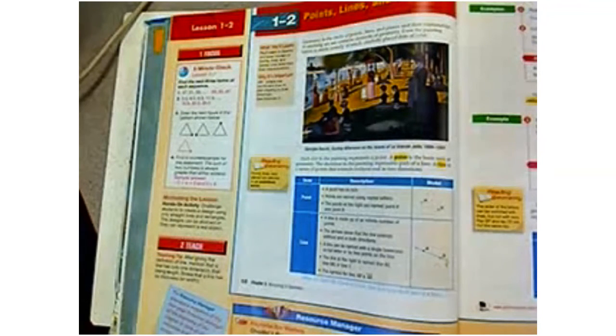A line can be named with a single lowercase script letter, so they italicize it, or by 2 points on the line, and that's what we usually do. But there are occasions where we'll say line M or line L, especially when we're talking about parallels and transversals later. The line at the right is named line capital A capital B together, or line capital B capital A together, or line script lowercase l.